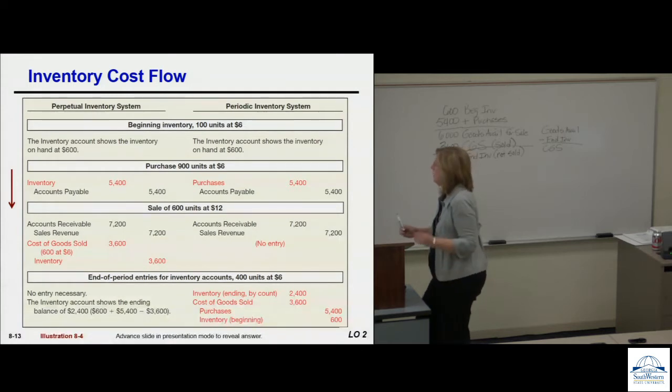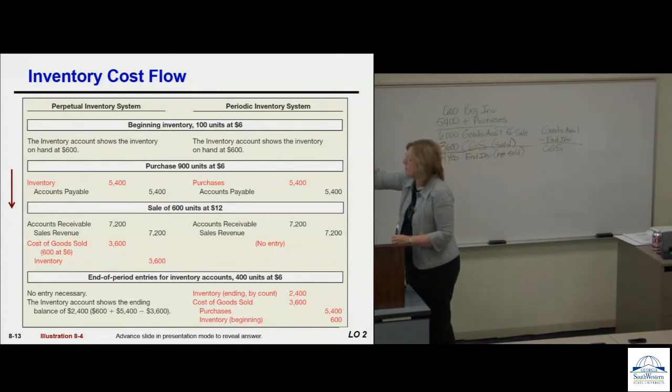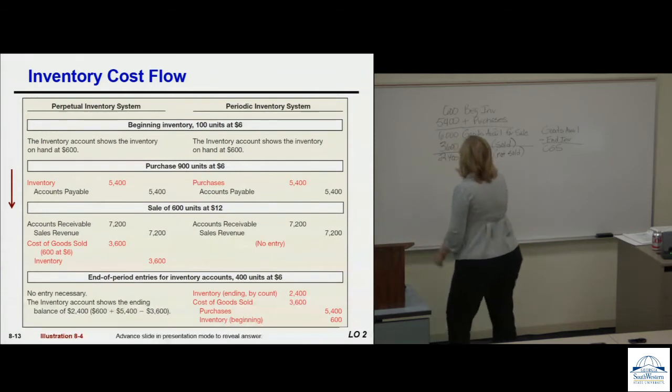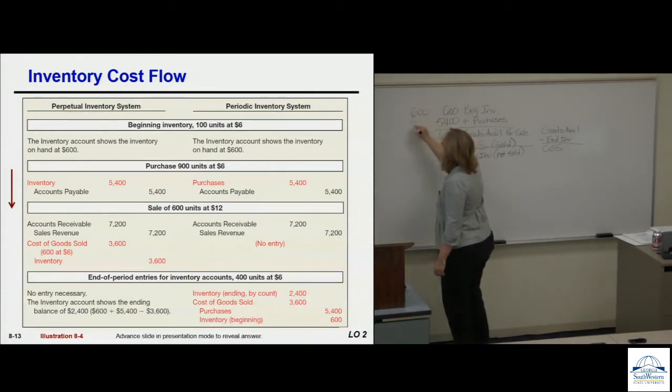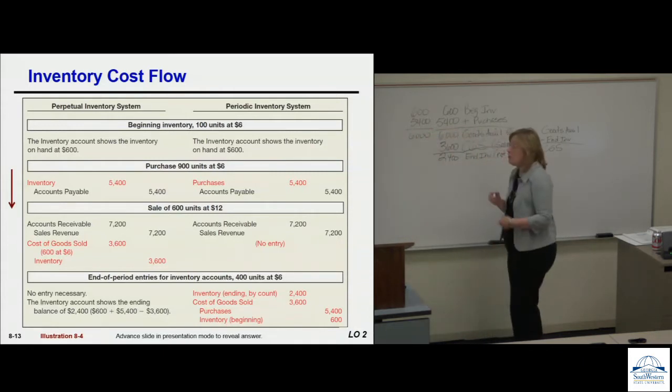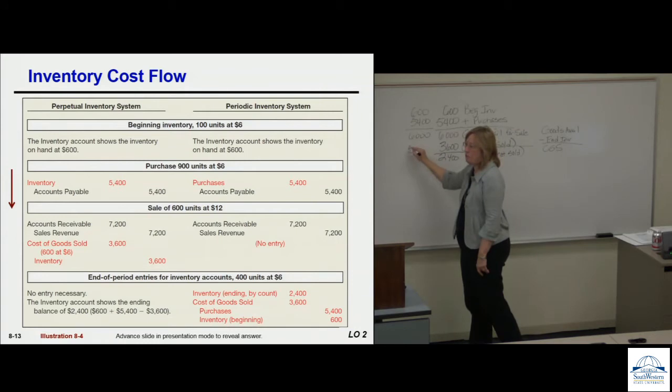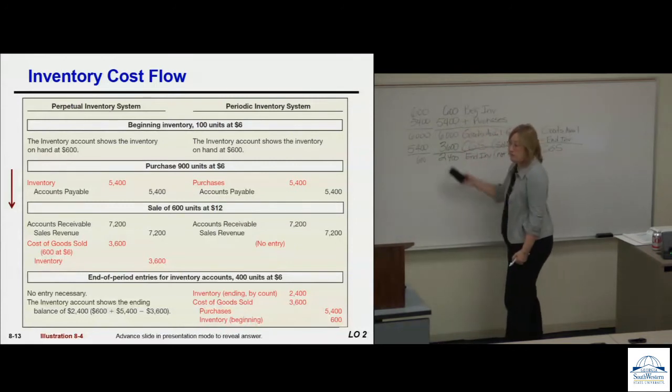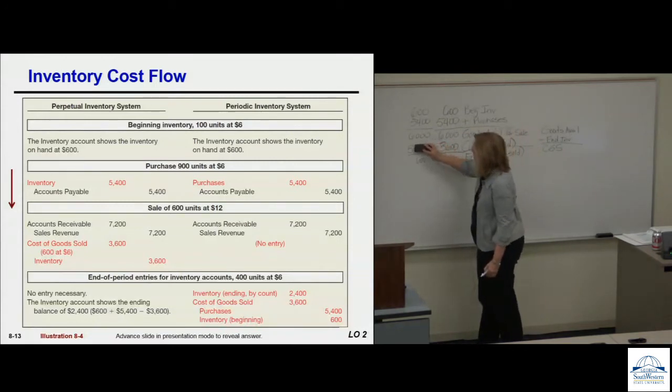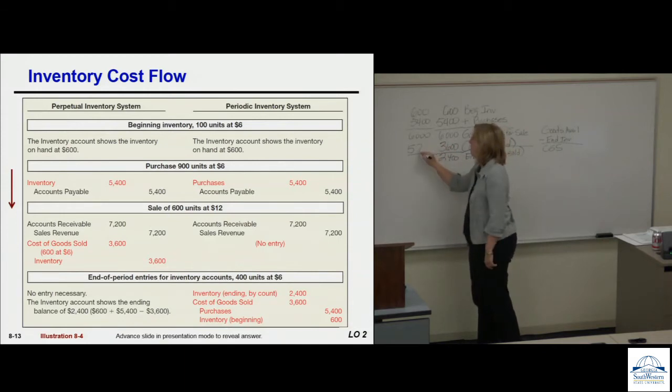So what if we sold all our purchases? We had 600, we bought 5,400, so we had 6,000 available for sale. What if we sold all of our purchases, which is 5,400? Then we would have 600 left. But you're saying, what if we were able to sell more than 5,400? What if we sold 5,800? Then you have 200 left, and that's your ending inventory amount.